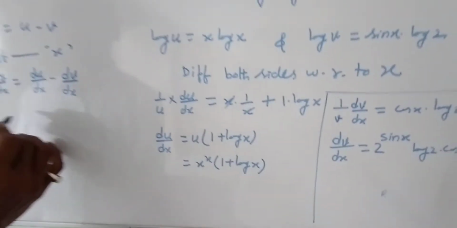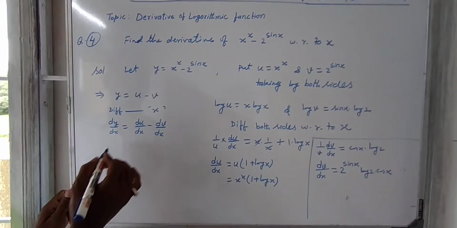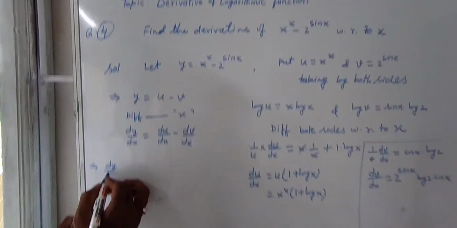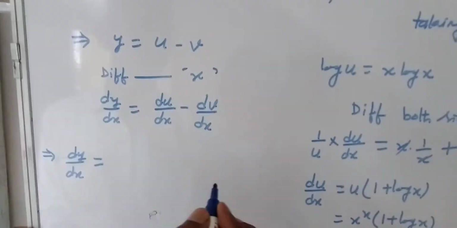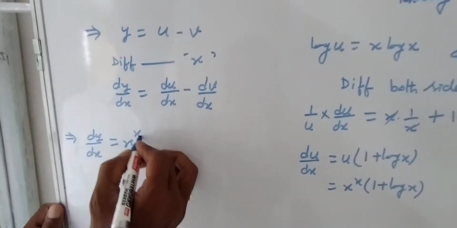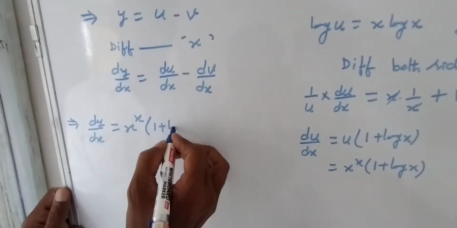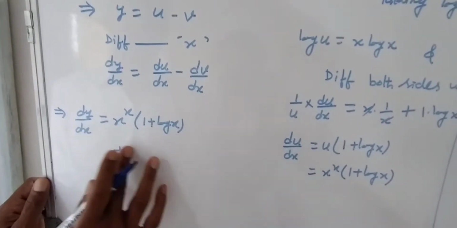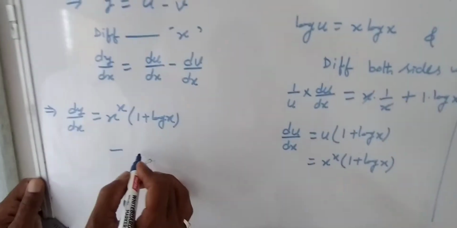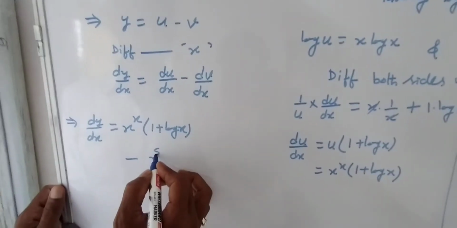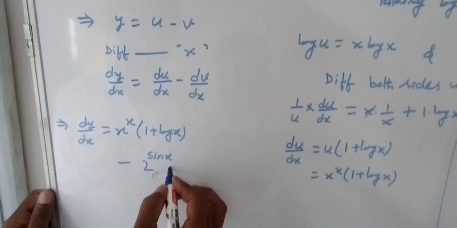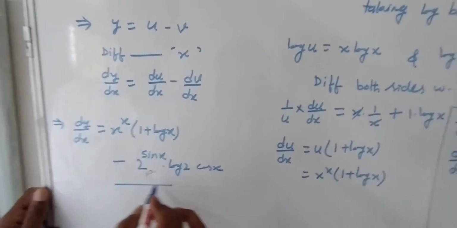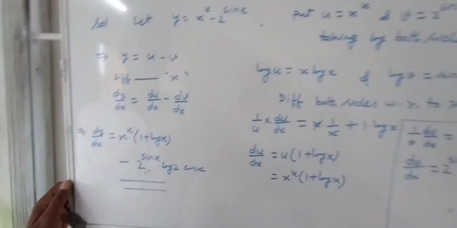Now we will put the value of du by dx and dv by dx in the original function. So dy by dx equals du by dx, that means x to the power x (1 plus log x), and for the second function, minus sign, minus 2 to the power sin x, and log 2 cos x. So this is the final answer of this question.